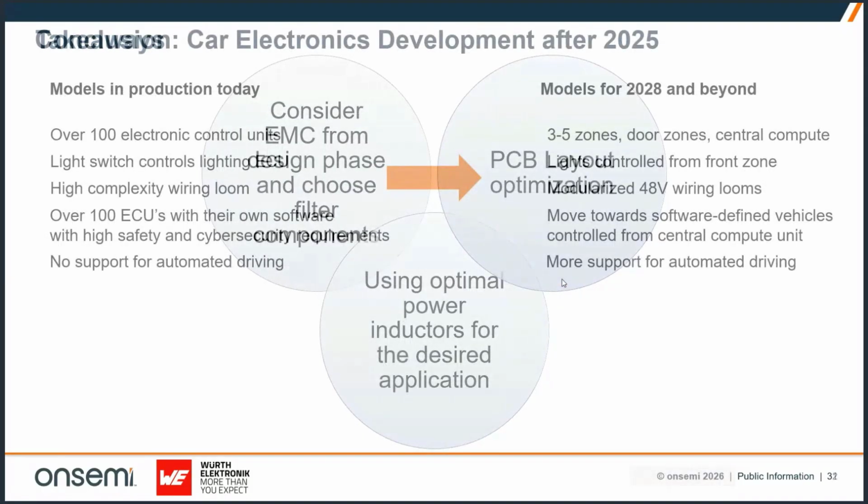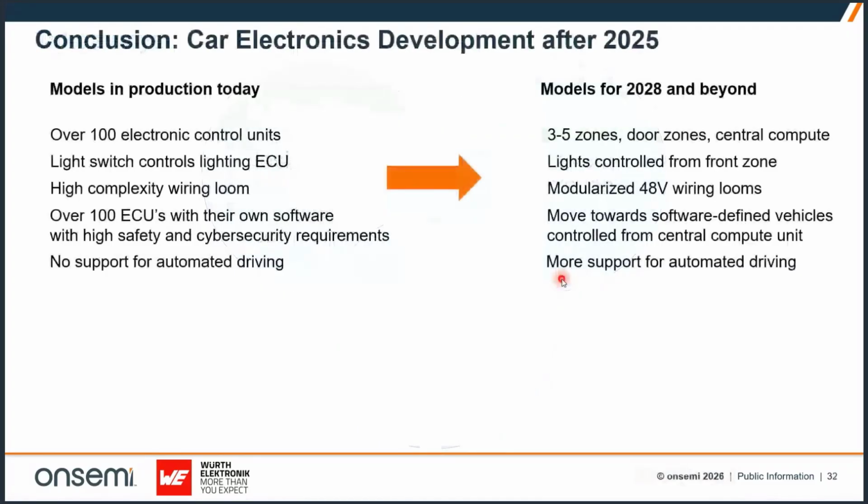Okay, so the conclusion from our side from the system point of view: models in production today, we've talked about those. How are we going to move to models which are going to be designed for 2028 and beyond? What do they need? We're going to have zonal controllers with door zones. That's going to mean zonal control with automotive Ethernet, or also CAN connections, or in some cases LIN connections, but more and more Ethernet.